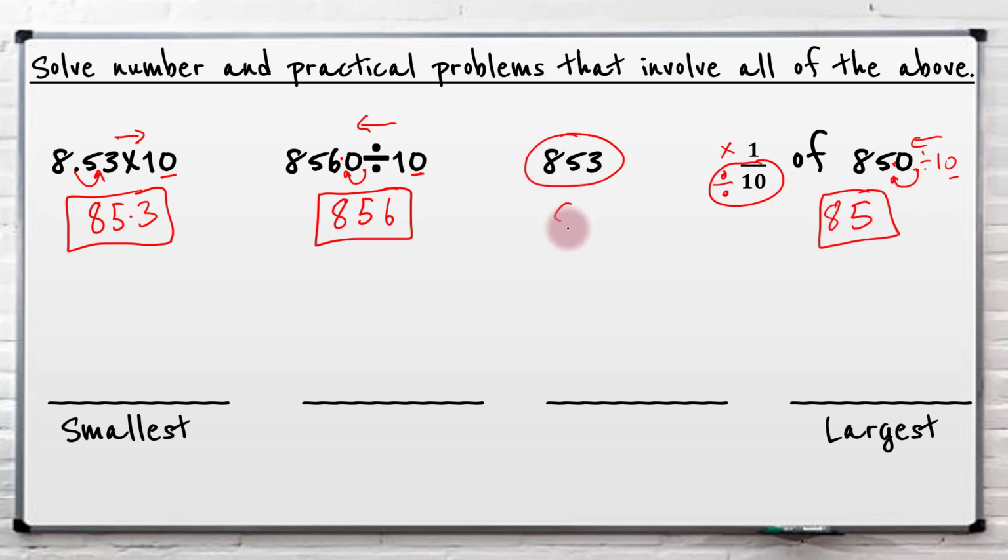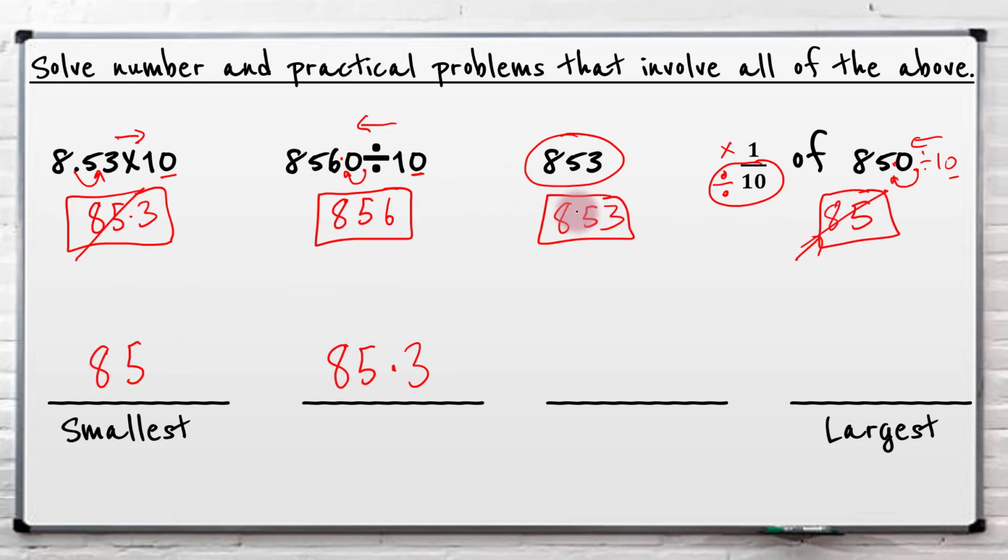So I'm going to write this one down below so that they're all on a similar level. So now ordering these from biggest to smallest is really easy. So we've got 85.3, 856, 853, and 85. Well, clearly the smallest is going to be the 85. Then next is going to be the 85.3. So it's 0.3 more than that. So we've used those first two.